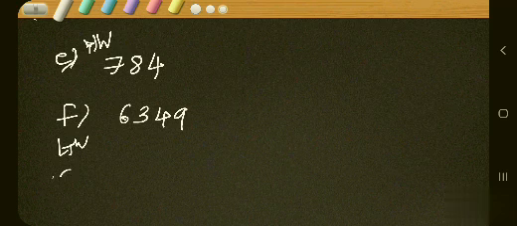Okay, write down homework. E, the number is 784. F, the number is 6349. G, the number is 427. You have to check whether these numbers are divisible by 7 or not.